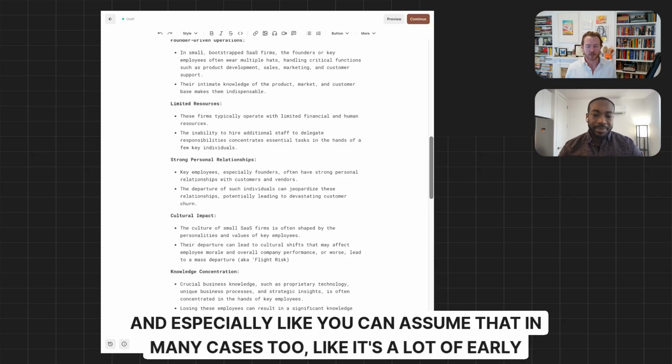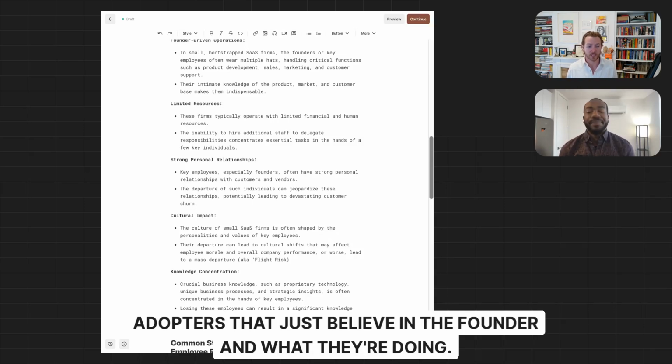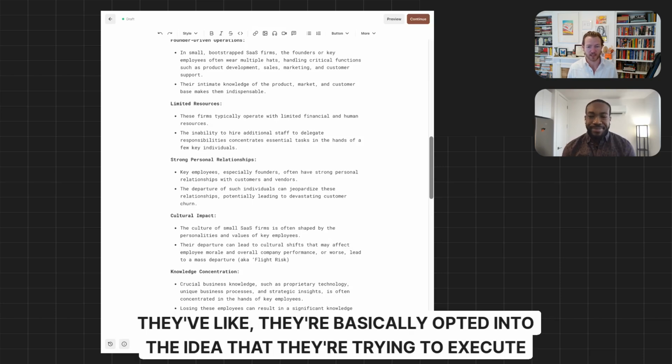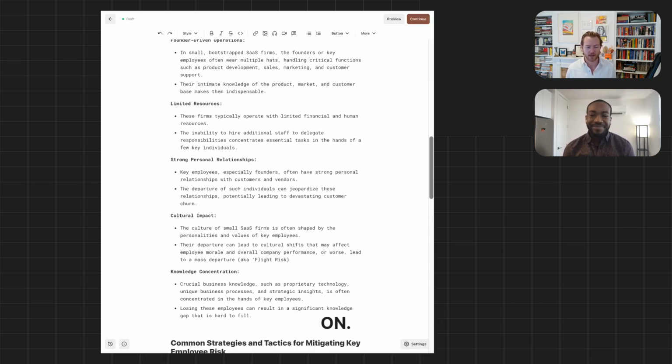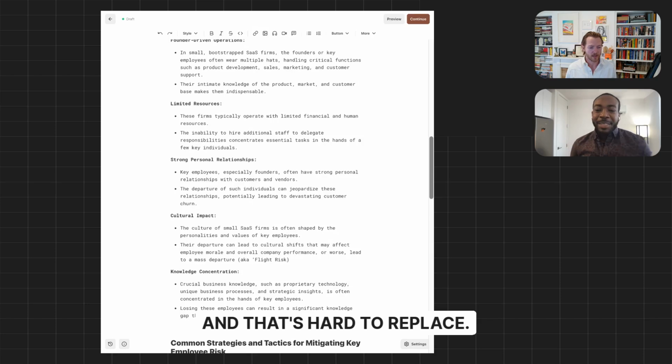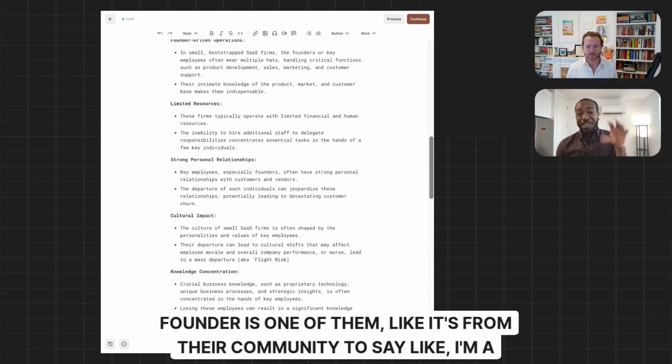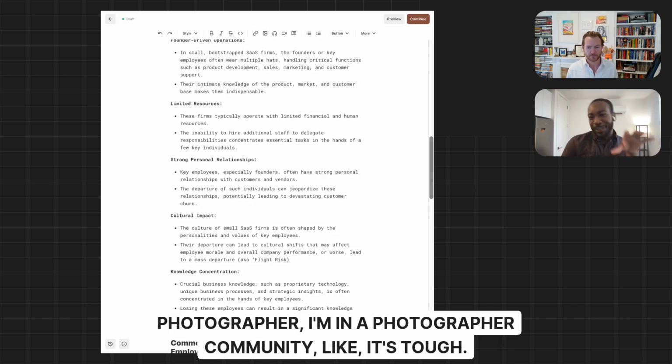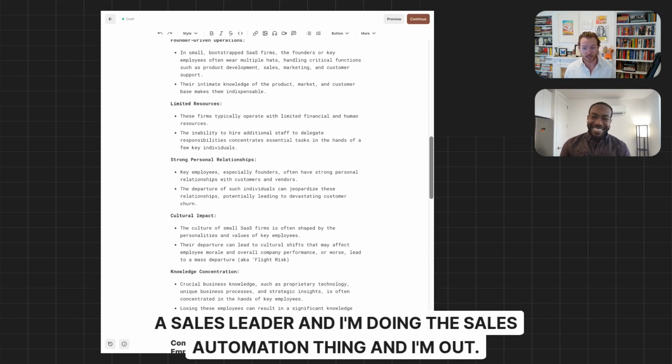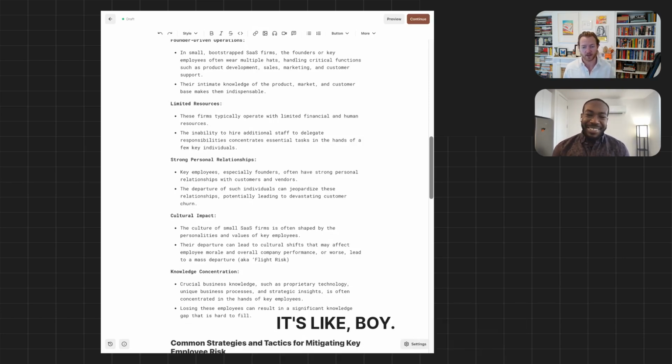100%. And especially you can assume that in many cases, it's a lot of early adopters that just believe in the founder and what they're doing. They're basically opted into the idea that they're trying to execute on. And that's hard to replace. Especially when the founder is one of them, like it's from their community. Say I'm in a photographer community. Like, it's tough. Well, I'm a sales leader and I'm doing this sales automation thing and I'm out. It's like, oh boy. Yeah, you're selling to a suit now.